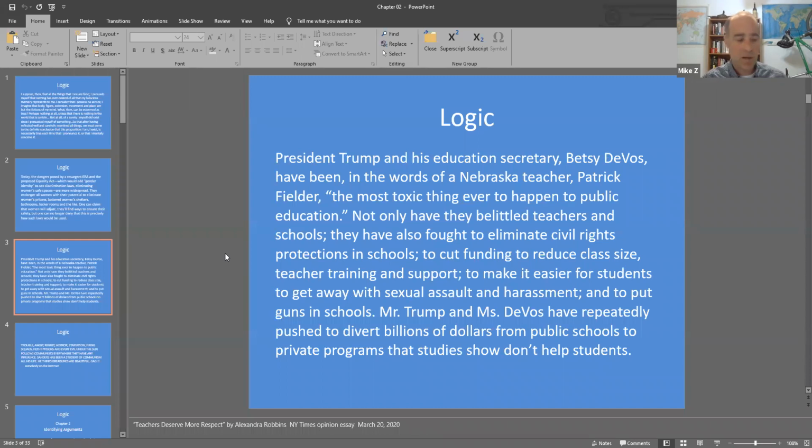Here's another one. This is the one about the education secretary. And clearly emotional things, like "the most toxic thing ever to happen to public education," those kinds of things, and then a variety of other claims that may or may not be part of the core argument itself. What is this person really trying to say? What are the specific premises? What is the specific conclusion? How well do those premises actually support that conclusion? We need to get rid of all these extra rhetorical flourishes and zero in on just the argument itself.